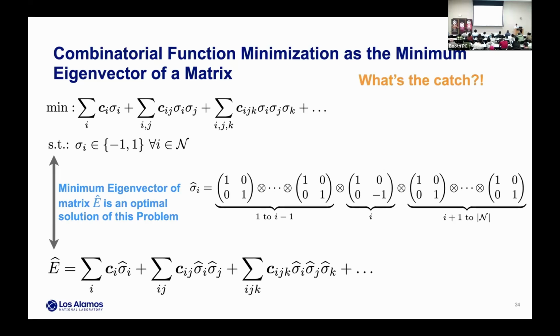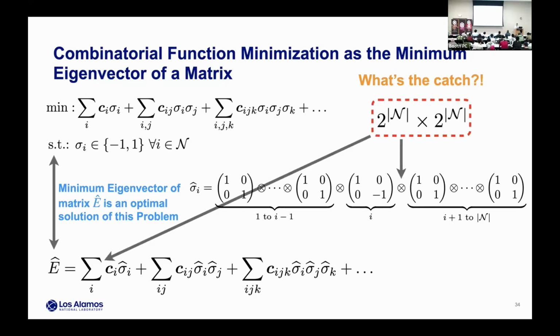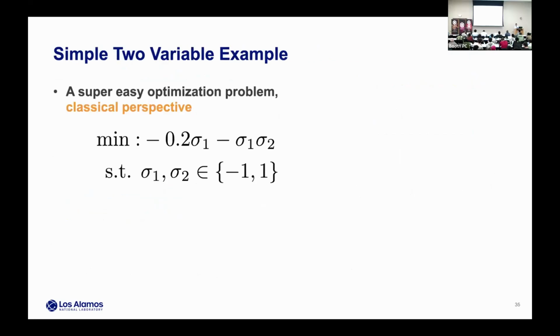And that seems too good to be true, because calculating the minimum eigenvector of a matrix is not an NP-hard problem, but this combinatorial optimization problem is an NP-hard problem. But the catch is that these matrices are 2^n by 2^n matrices. So we basically changed the problem from an NP-hard problem to a much bigger space, where we now have a much simpler problem to compute on that huge matrix. So that's the encoding part.